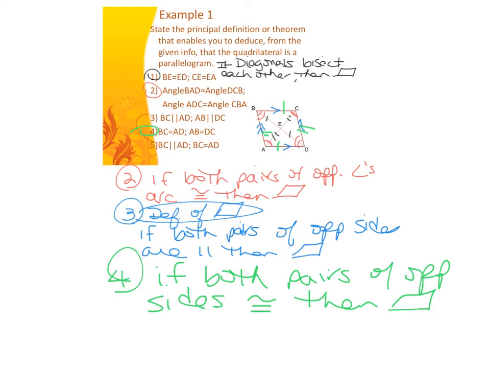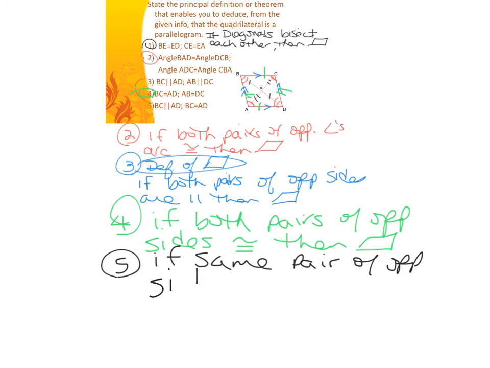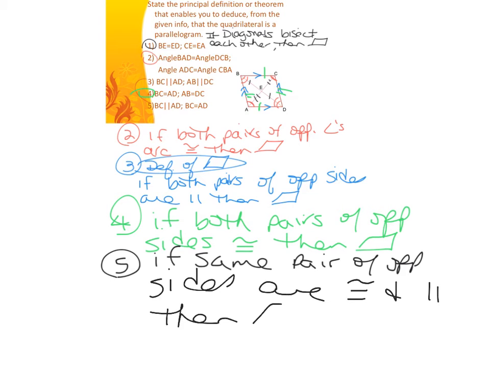One more. Perfect. I'll go back and do this one in black again. So this one is what she just said: if the same pair of opposite sides are congruent and parallel, then the figure is a parallelogram. Perfect.